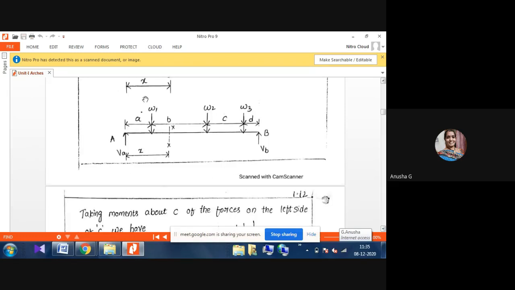See, the same arch we are drawing in the form of a beam. All of you observe here. This is a beam, A and B are the supports, and C is the crown. We can observe the three loads W1, W2, W3 at the distances shown. Now we take moments about C, considering the forces on the left side of C.